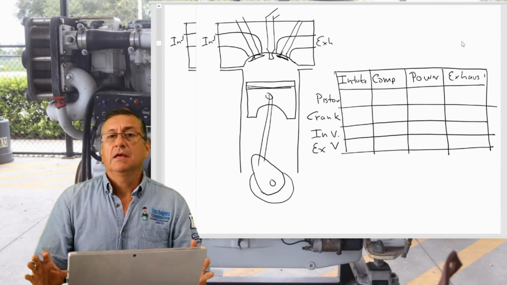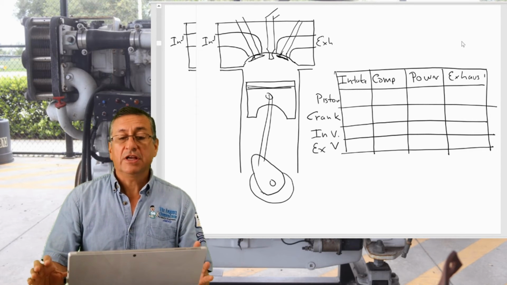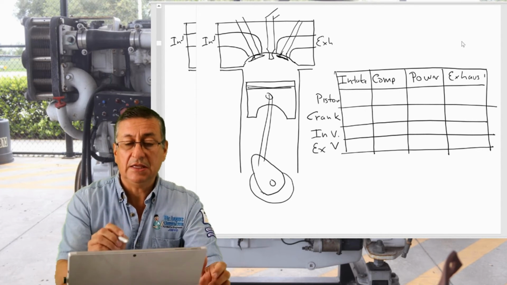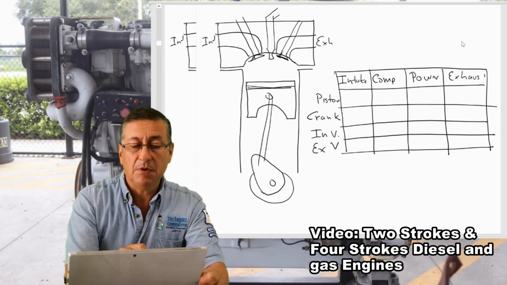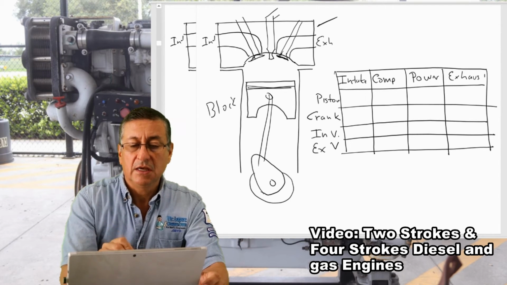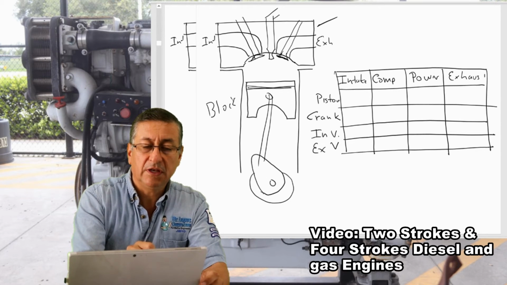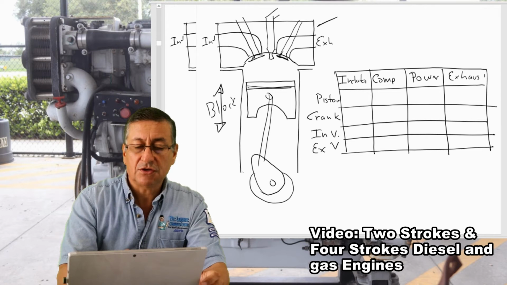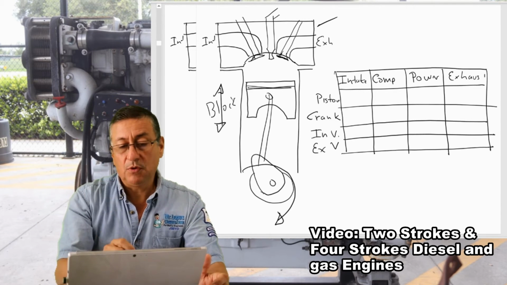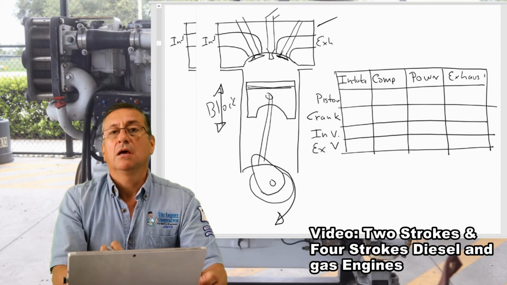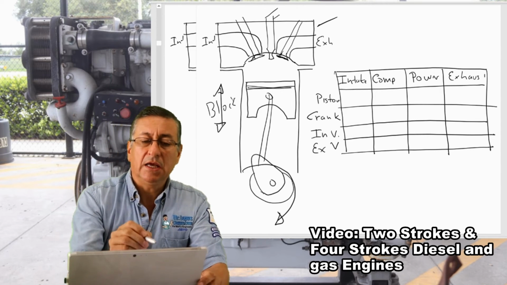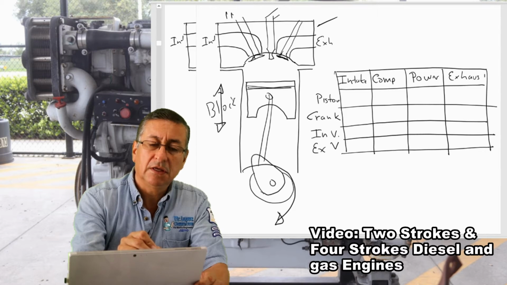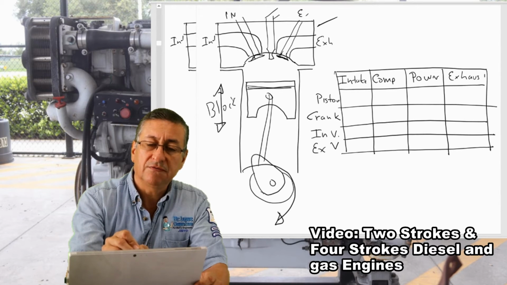Okay, guys, in order to understand the four strokes, I prepared this slide. This is the block. This is the head. The piston is moving up and down, and the crankshaft is rotating. In this particular example, we are going to suppose that it's rotating clockwise. Those are the intake valves, and those are the exhaust valves.